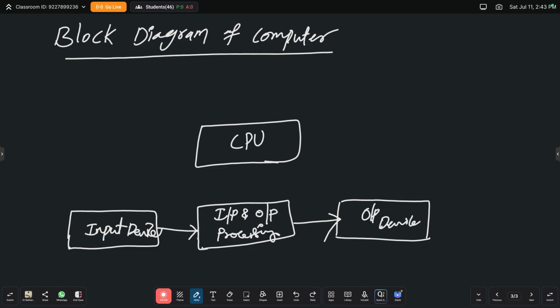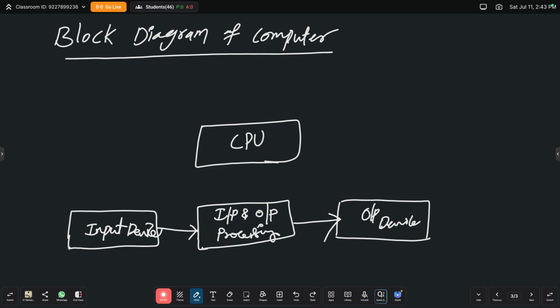Please try to analyze, because without our computer engineering, nowadays don't imagine any industry. Everywhere our role is required. Are you clear? Please. So even TV also. TV is a computer or not? After understanding this, you can tell everything. Almost all electronic devices are computers. So CPU.